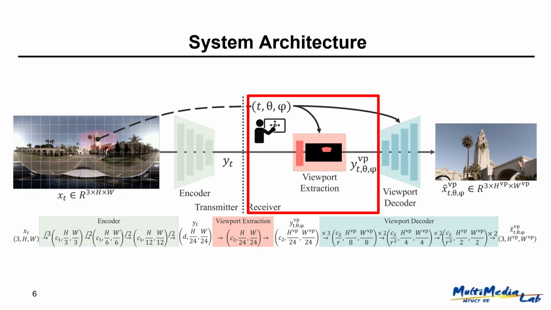After receiving this lightweight feature, the system does not decode it yet. Instead, it first performs channel expansion, increasing the dimension from B to C2. This prevents the loss of high-frequency detail caused by subsequent bilinear interpolation. Then it applies perspective projection to crop out the local feature matching the viewport directly in the latent space.